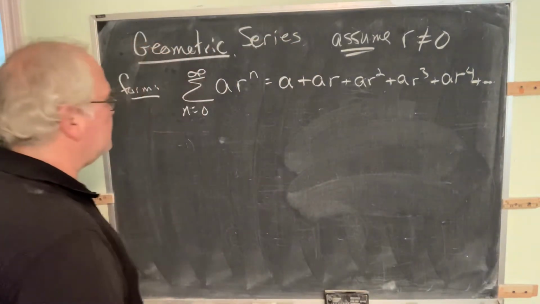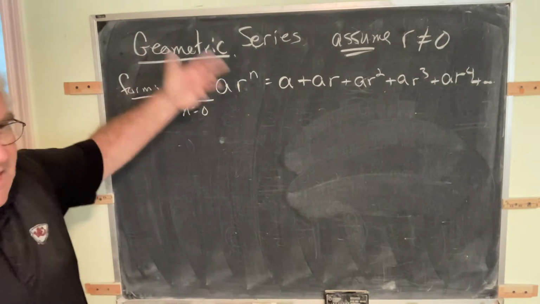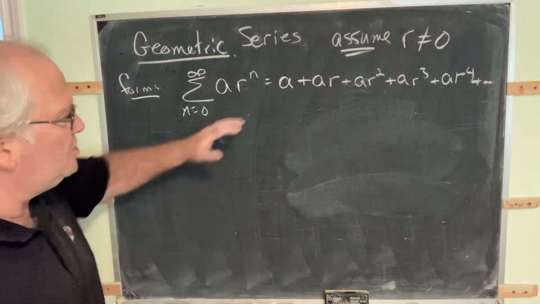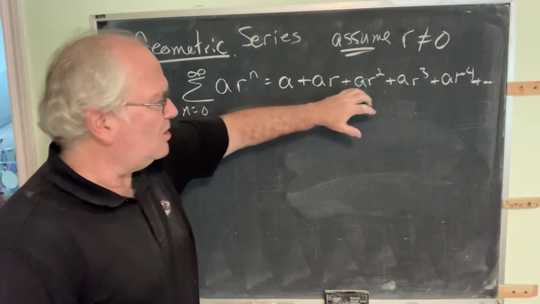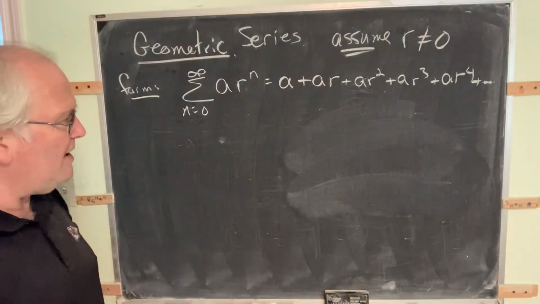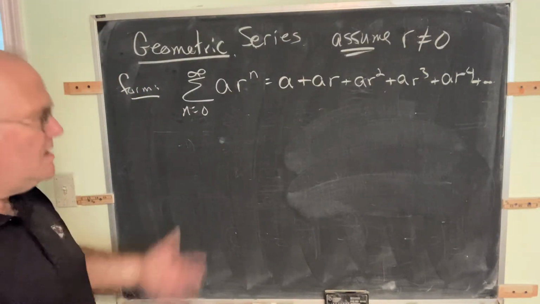So those are the terms. And it's geometric. Geometric is a larger type of entity in which each term is a constant multiple of the previous. It's called a geometric progression. So that's wonderful.